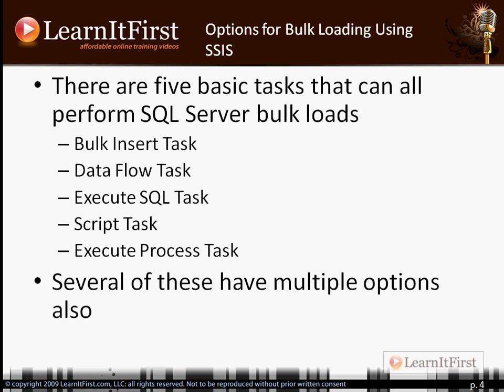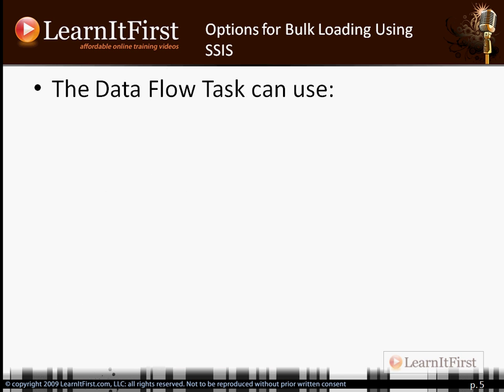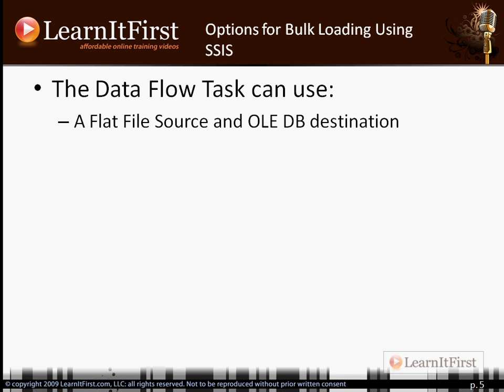Right? I mean, those are all little pieces that you have to deal with. So let's take a look at each one of these because there are a couple of different options within a few of them. Let's talk first about the data flow task. As an option, we could use a flat file source and an OLE DB destination. A flat file source would be our text file, right? And we're going to load it into a SQL Server table. And we will create an OLE DB destination in the data flow.